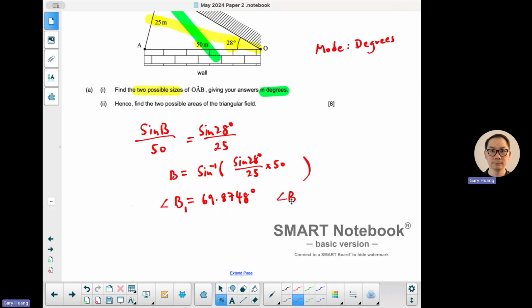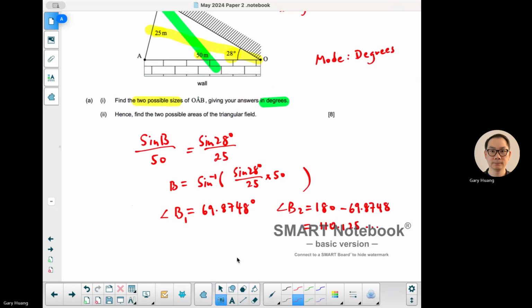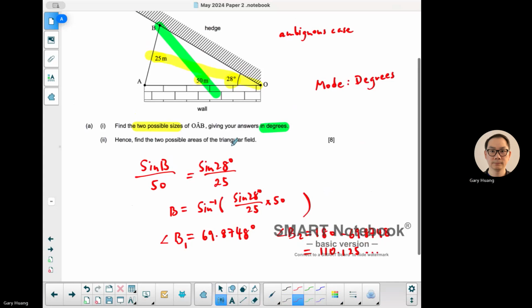The second answer would be 180 subtract that, which is going to give me 110.125, right? Two possible angles of B. Now, the question is asking us to find OAB, which is this angle.